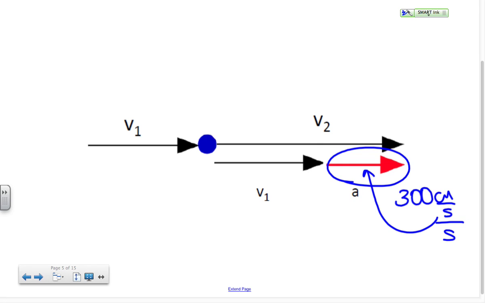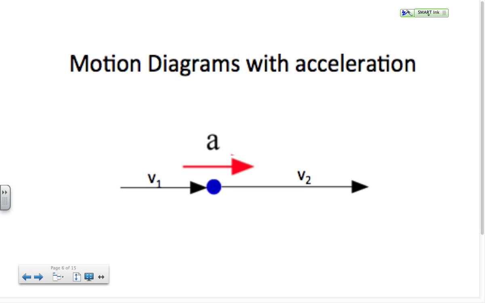Now, how does this look on a motion diagram? It looks like this. We have our initial velocity coming in. We have our next velocity. And the way that you show the acceleration is you put the acceleration arrow over the top of the dot. So now we have an additional arrow. We put it over the top of the dot because that is the point at which the acceleration happens. At that time interval is when my piece of equipment detected I went from this initial velocity to that next velocity, and the acceleration occurs at that time interval.